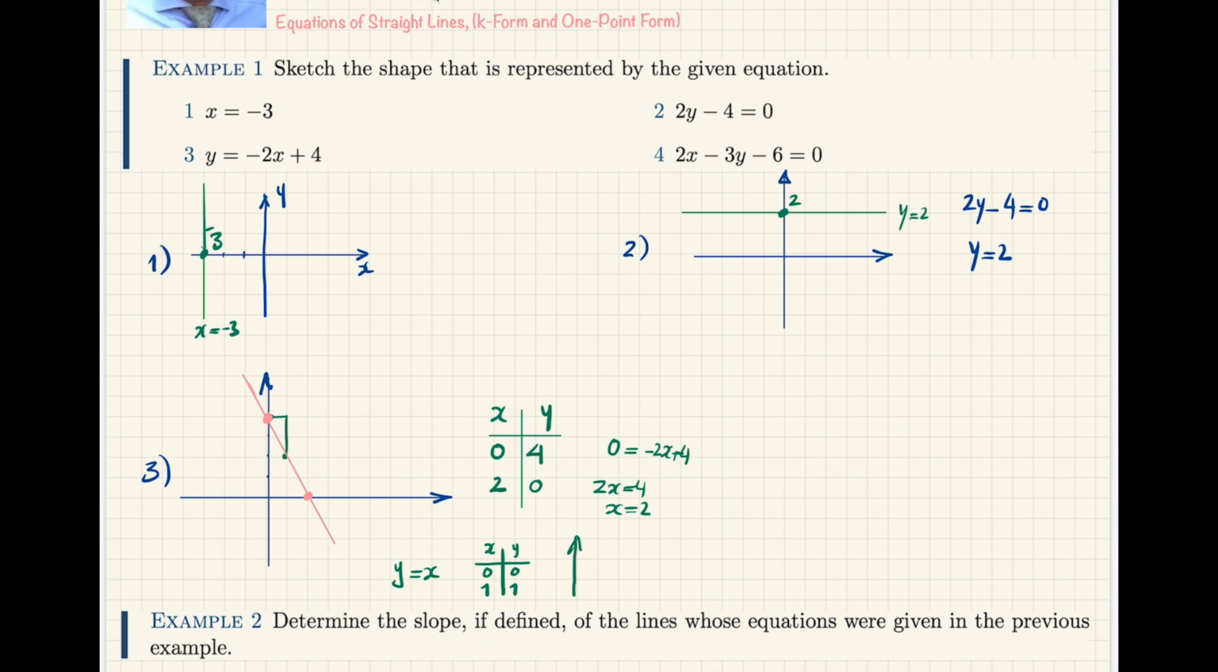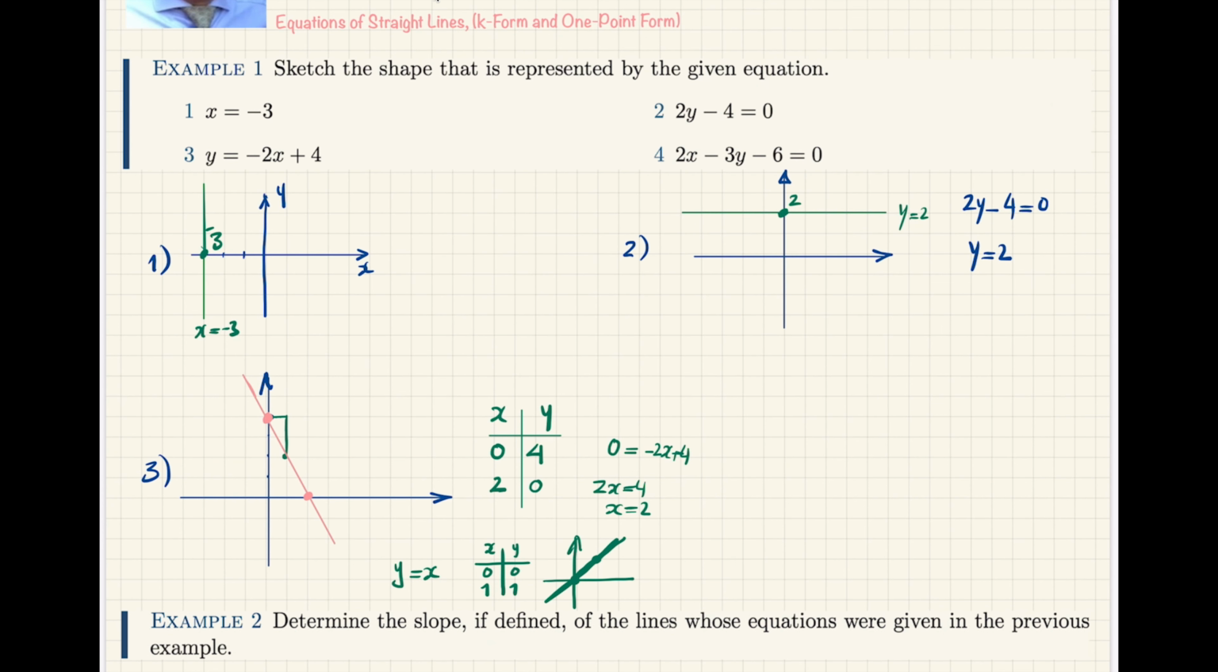And if I want to sketch that, it's easy. 0 and 0 is this point, 1 and 1 is this point, and then I connect these two points. And of course, this will continue forever in both directions. This is a good way of doing that. So let us just do this for number 4.